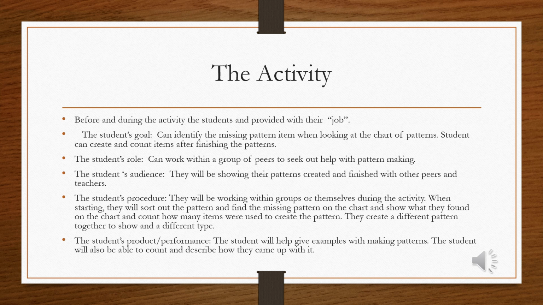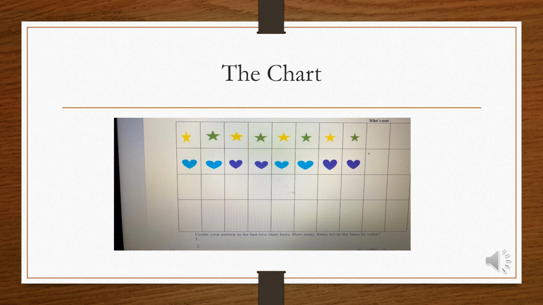The student product/performance: the student will give examples with making patterns. The student will also be able to count and describe how many they came up with. This chart the students will be using will help them learn how to do patterns and then show how they can create their own.